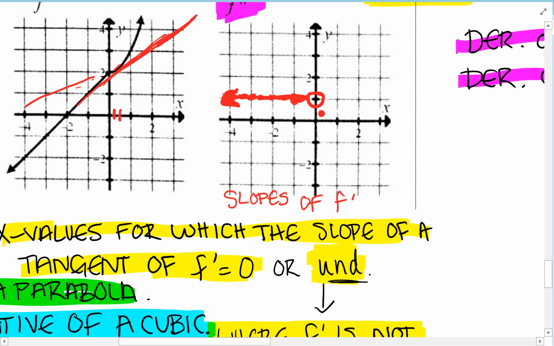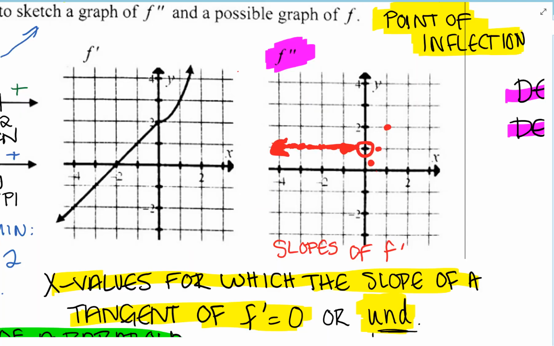My slope seems to be, I don't know, that looks like it might be 1. And then at 1, the slope looks like it is approximately 2. So do I just have a hole, or do I actually have a jump?